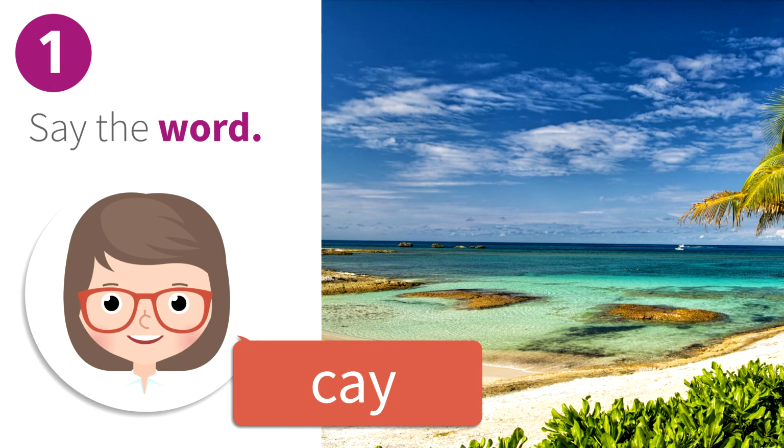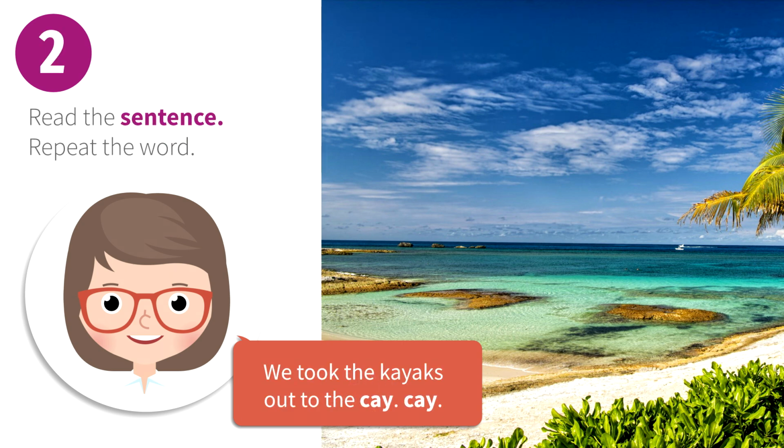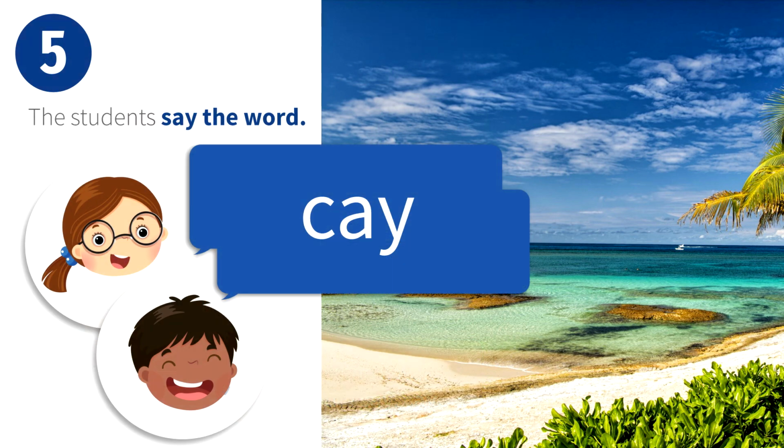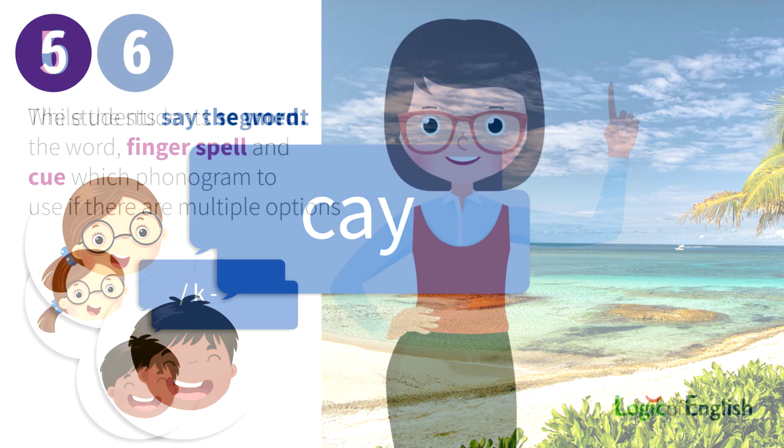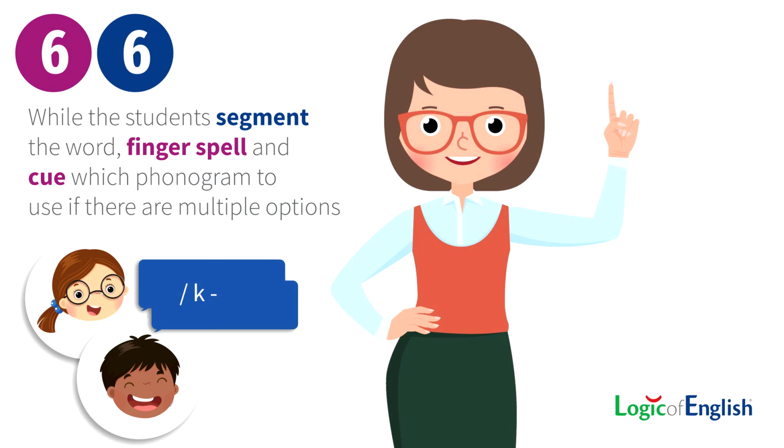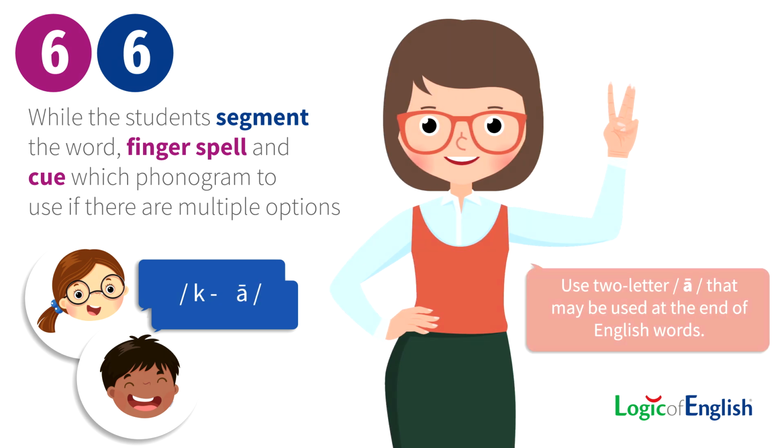Teachers will say the word. Okay. Then the teachers will read the sentence and repeat the word. We took the kayaks out to the K. K. Then the students will say the word, K. And then while the students segment the word, you, the teacher, will finger spell and cue. So I will sound it out. You will just finger spell and cue. K. A. Use two-letter A that may be used at the end of English words.